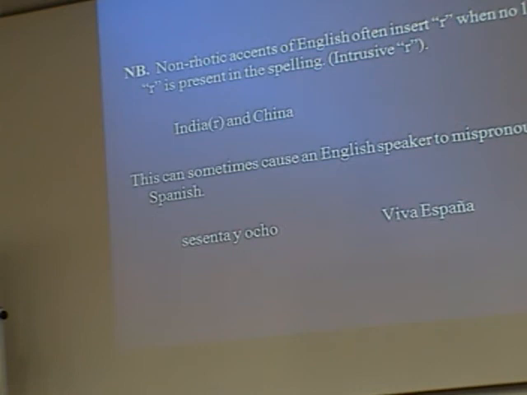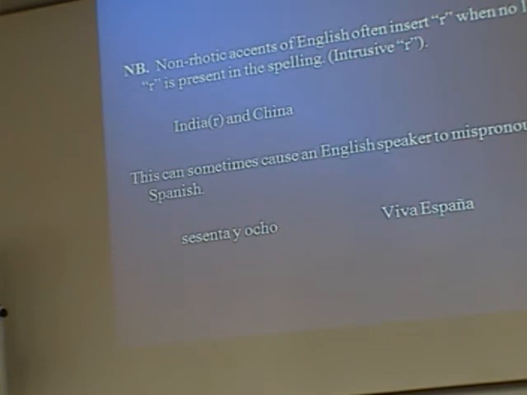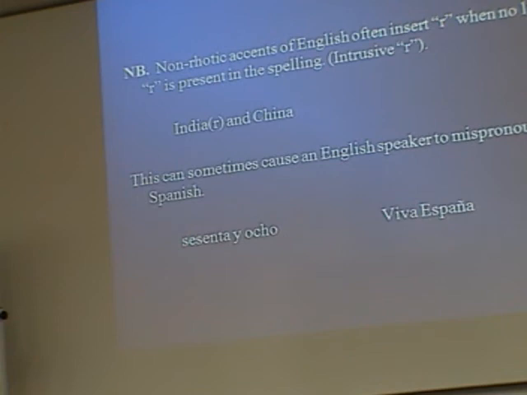Now, non-rhotic accents of English often insert an R, the sound of an R, when no letter R is present in the spelling. This is something we refer to as intrusive R. So India and China, there's no letter R at all in that. It's just not there. But when we say it, we are very likely, in fact more likely than not, to say India-r-and China. China-r-and Japan. Listen out for it. If you haven't come across that before, listen to native speakers, and you'll find they do it all the time.